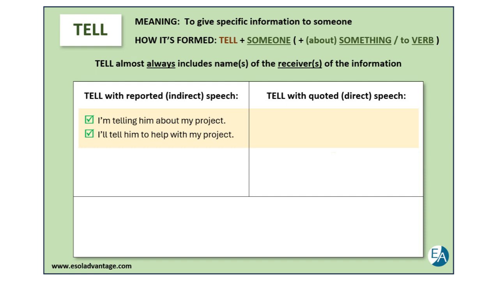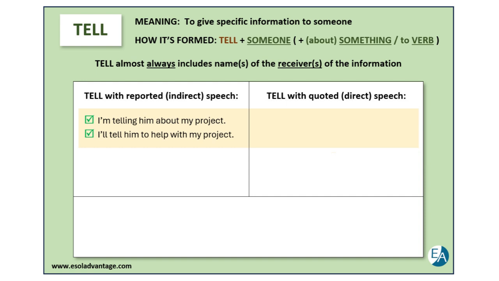The first sentence gives us information about a topic. I'm telling him about my project. The second sentence is a command. I'm telling him to help. I need help, and I would like him to help me. These are indirect because they were not my specific words.